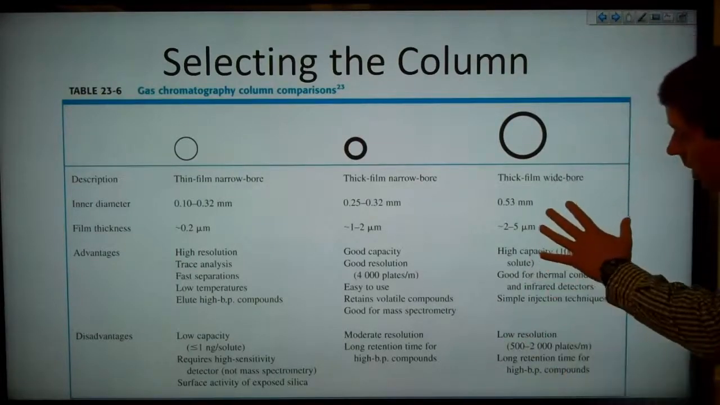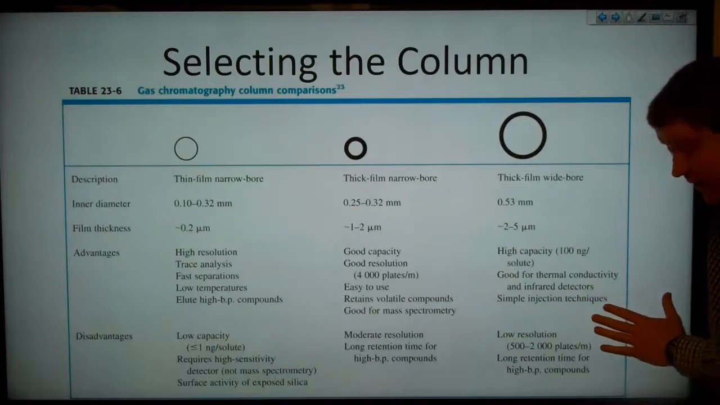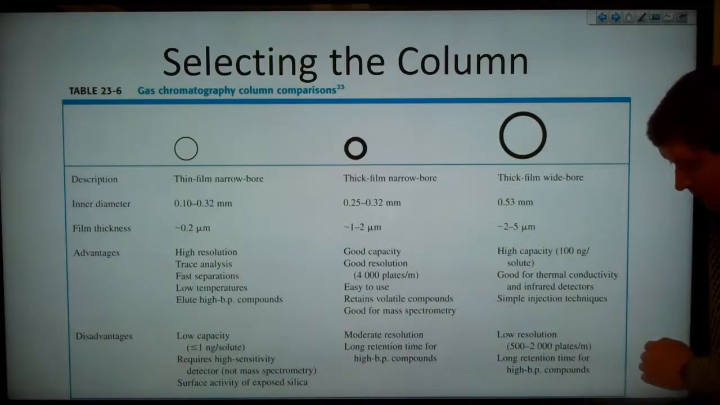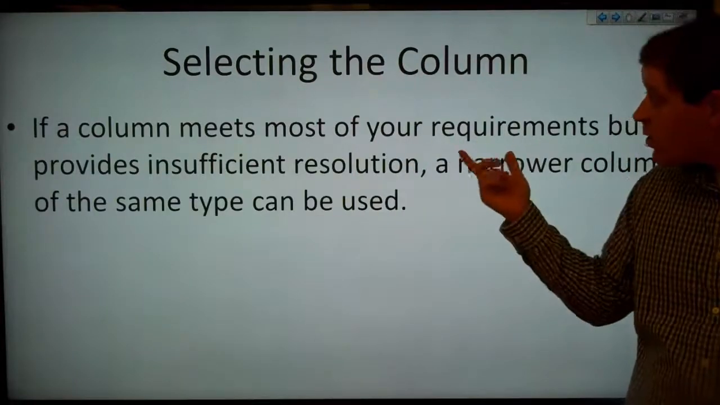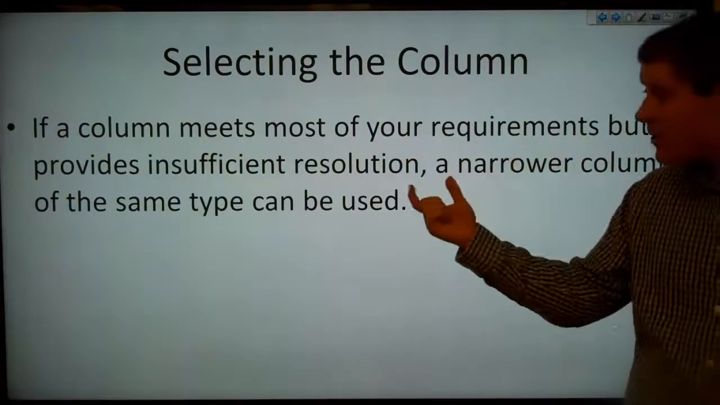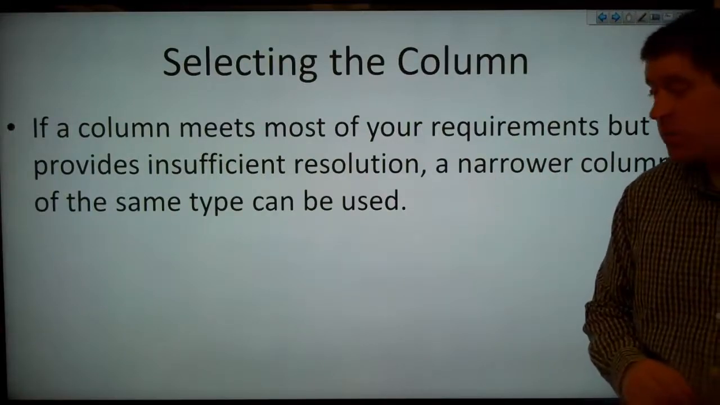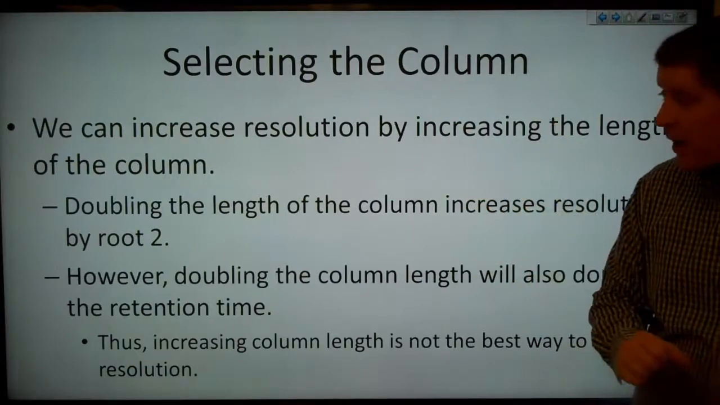On the other hand, we've got moderate resolution and there's a long retention time for high boiling point compounds. Over here, we've got a thick film wide bore, so we have a very high capacity here. It's good for thermal conductivity and infrared detectors. We've got a simple injection technique, but we've got a low resolution and long retention time for high boiling point compounds. So if a column meets most of your requirements but provides insufficient resolution, a narrower column of the same type can be used. We can increase the resolution by increasing the length of the column.